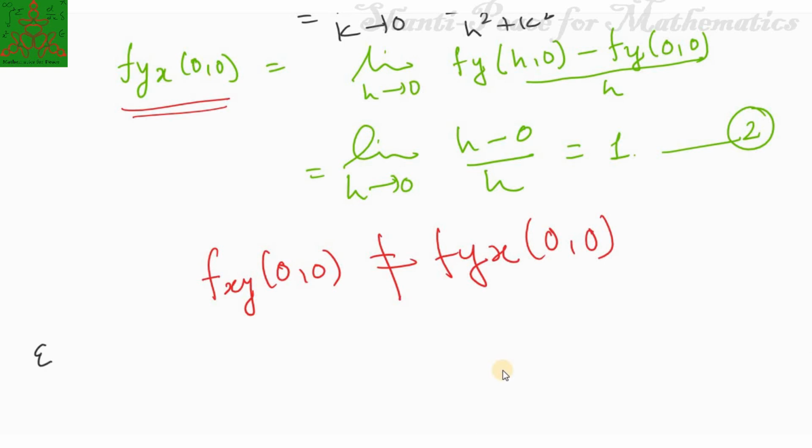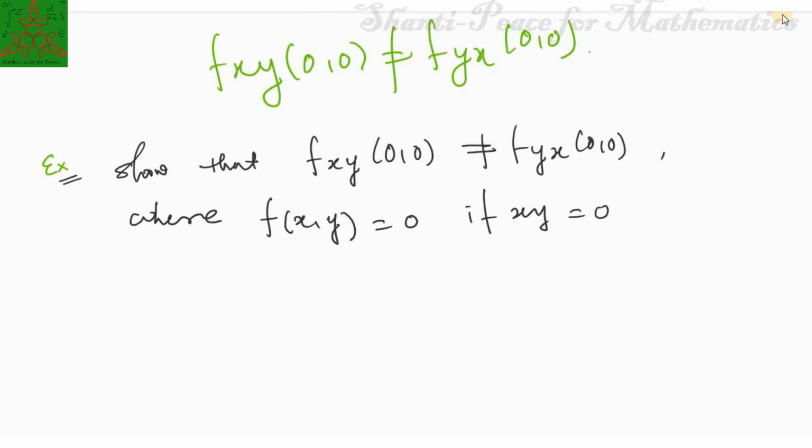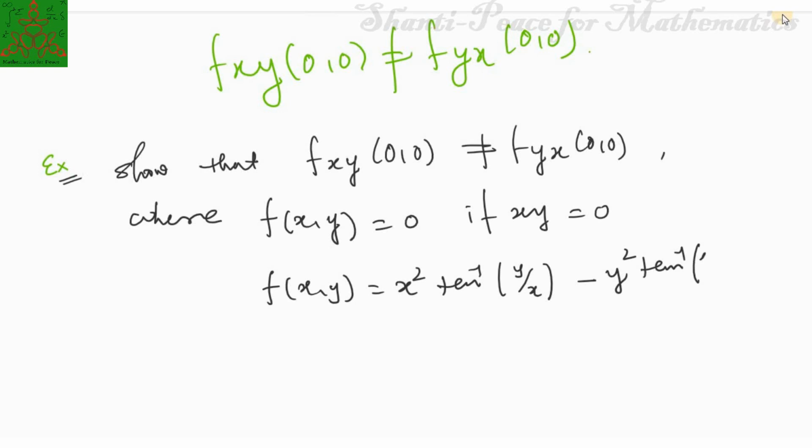Let's discuss another example of the same kind, so that fxy is not equal to fyx at (0, 0), where f(x, y) is 0 if x into y is 0, and f(x, y) is x square tan inverse of y by x minus y square tan inverse of x by y if xy is not equal to 0.